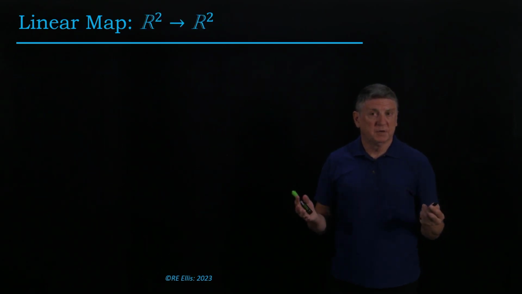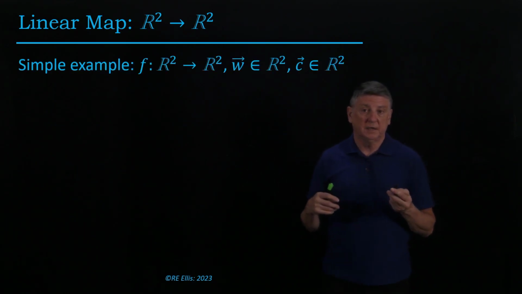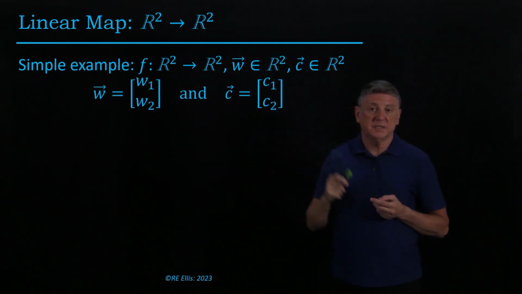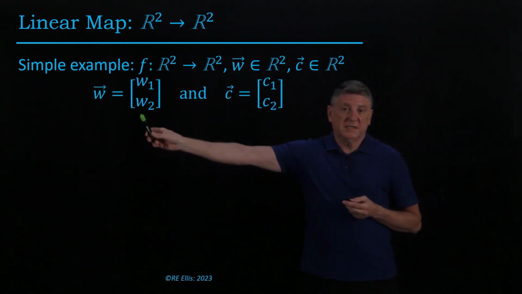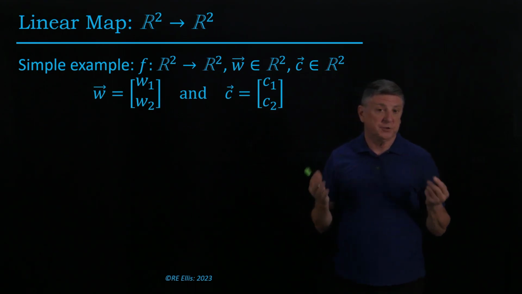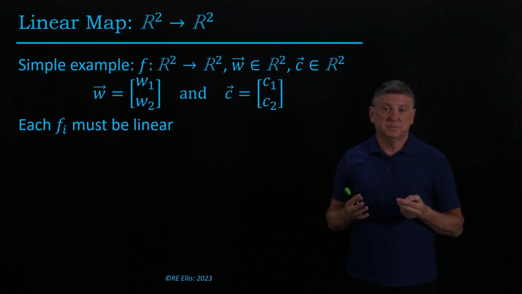So what's an example of a linear map? Well, a simple example is we're going from the plane to a plane. So suppose that we have a vector w that's in the plane, a vector c that's in the plane. We can represent w using 2 entries. We can represent c using 2 entries. As usual, for us, these are columns. And each one of these functions must be linear.